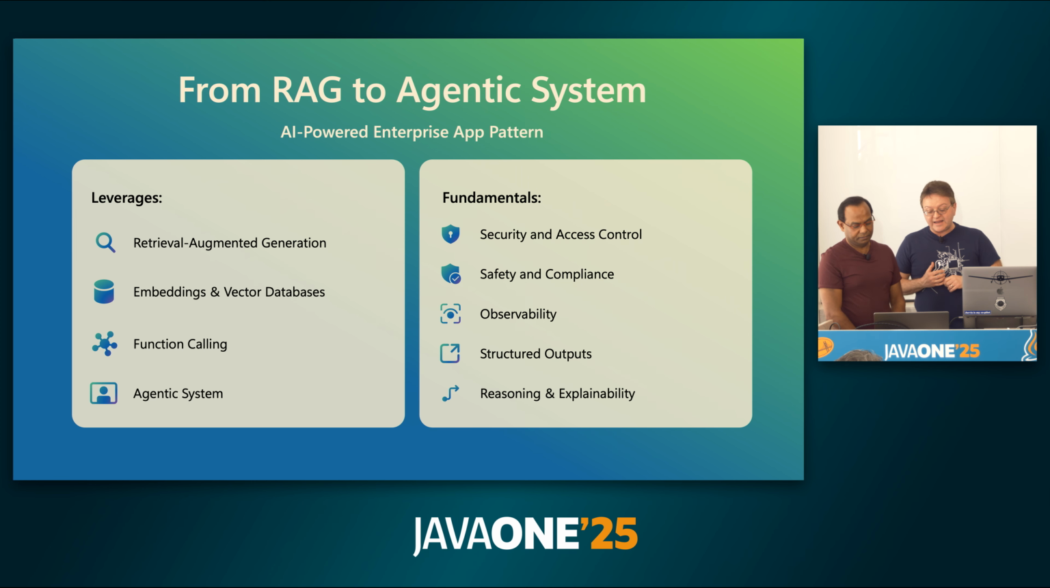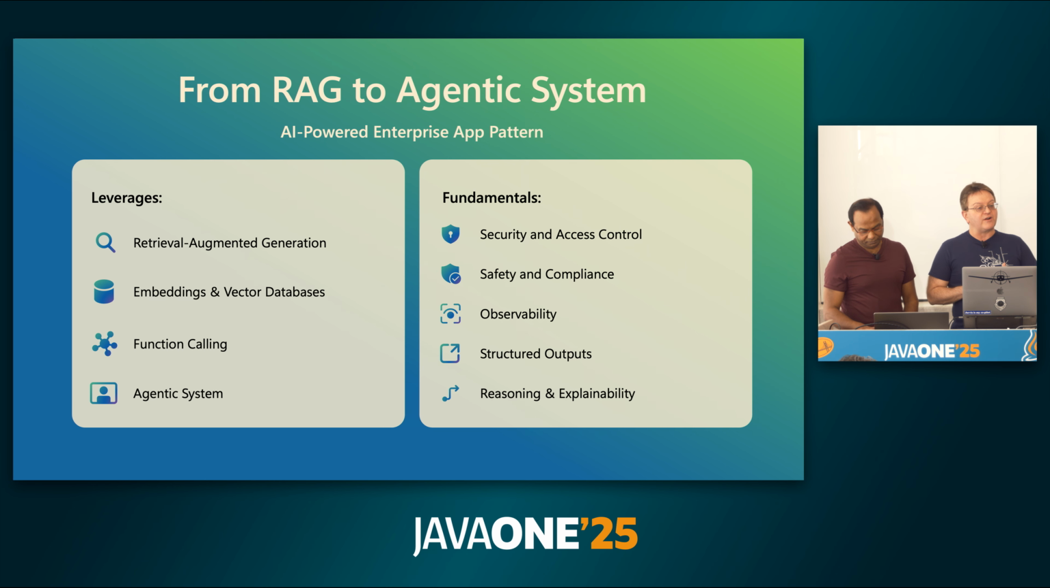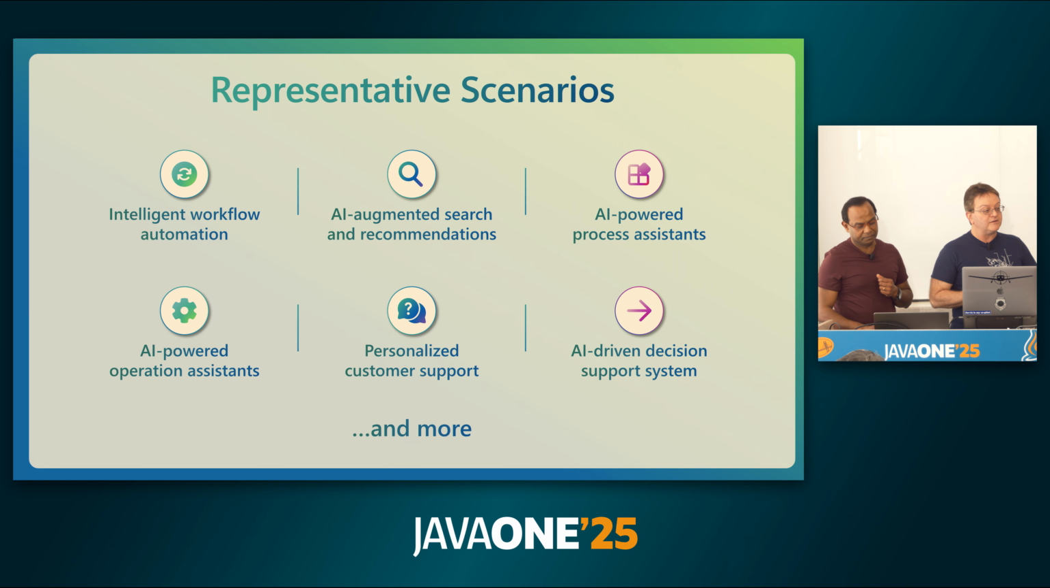For enterprise-grade AI applications, it's important to consider aspects like security, compliance, observability, say that 3 times fast, structured outputs, and of course, reasoning. These fundamentals ensure that the AI system is reliable, trustworthy, and integrates seamlessly with other systems.